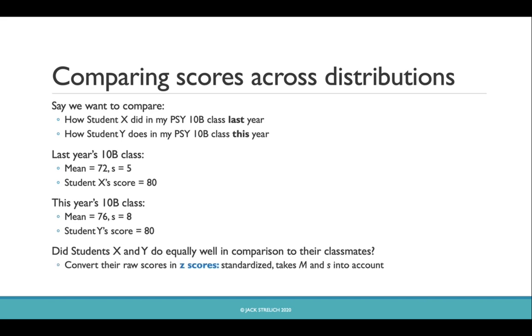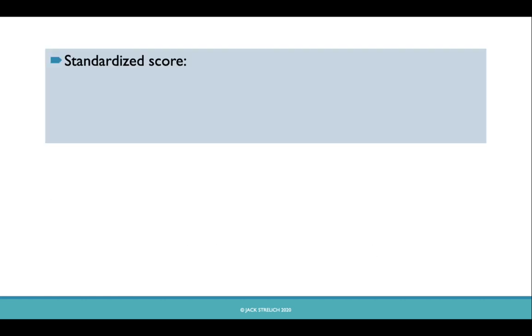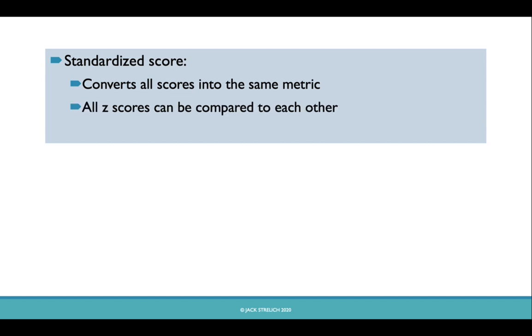To answer this question, we can convert their raw scores into z-scores. Z-scores are a standardized score that take both the mean and the standard deviation of the sample into account. Let's talk about this in a little bit more detail. A standardized score converts all scores into the same metric, and what this means is that all z-scores can be compared to each other regardless of where they came from. Z-scores tell us how far away a score is from the mean in terms of standard deviations.